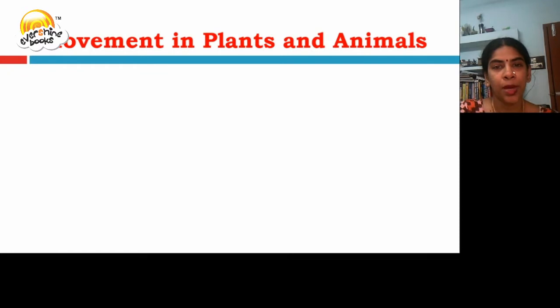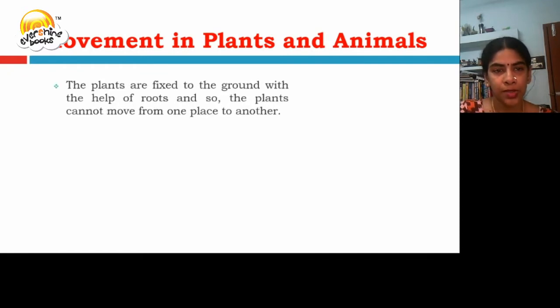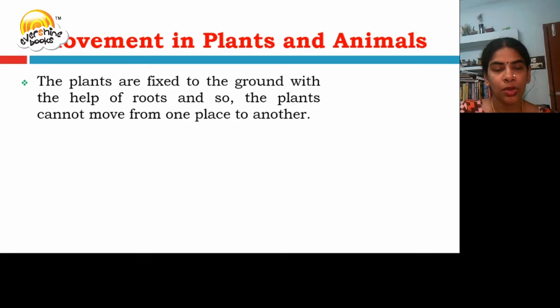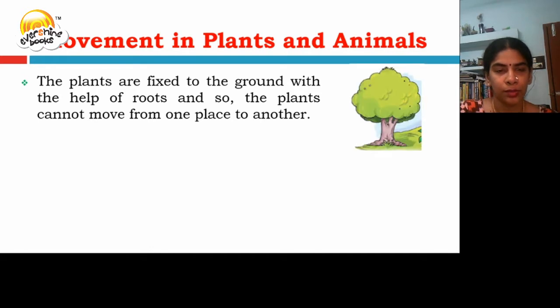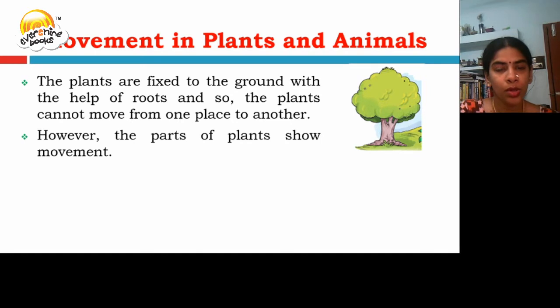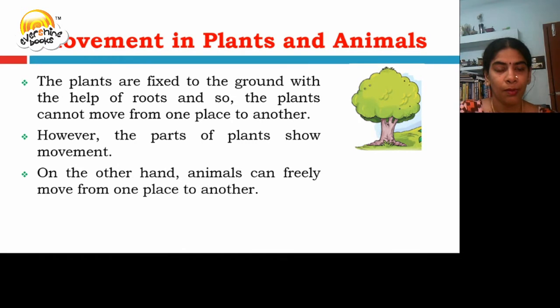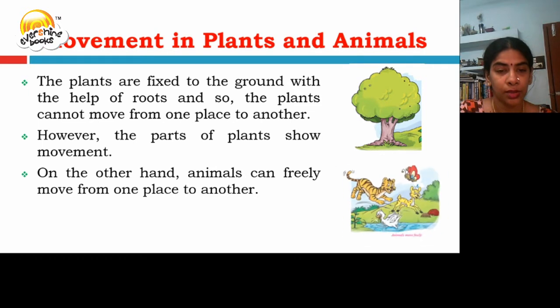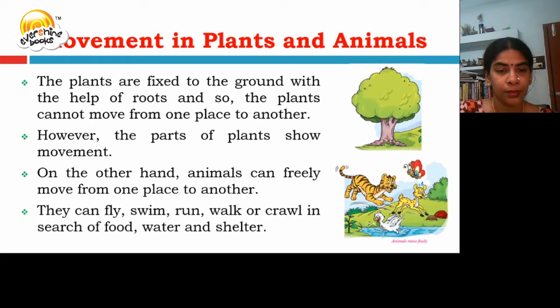Let us compare the movements in plants and the animals. The plants are fixed to the ground with the help of roots, and so the plants cannot move from one place to another. However, we can see the movement in the parts of the plant. On the other hand, animals can freely move from one place to another. They can fly, swim, run, walk, or crawl in search of food, water, and shelter.